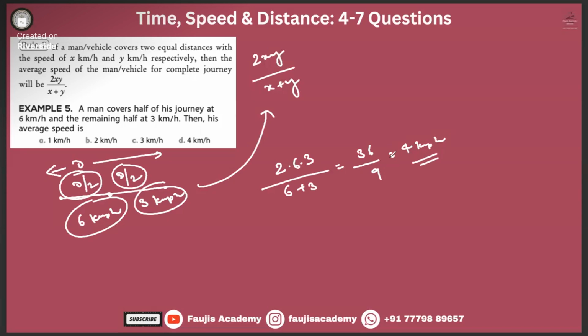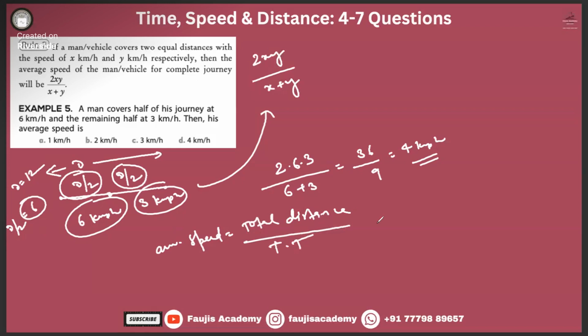Right. Let's try to understand in a slightly different way. Let's say d is equal to 12. What would have happened? This d by 2 would have been 6, right? Average speed, what did we understand is equal to? Total distance by total time. Let me write it as tt.